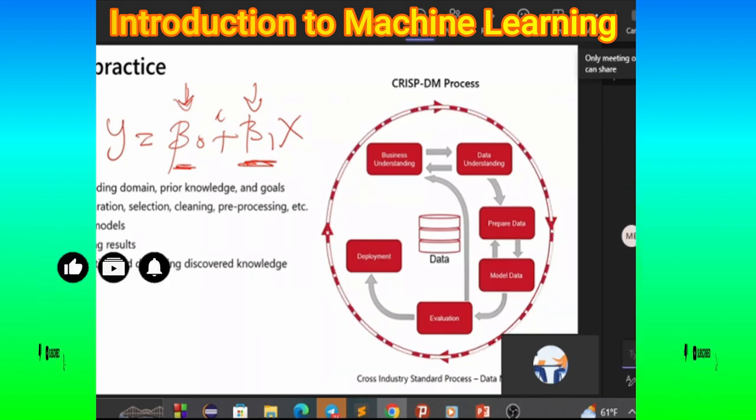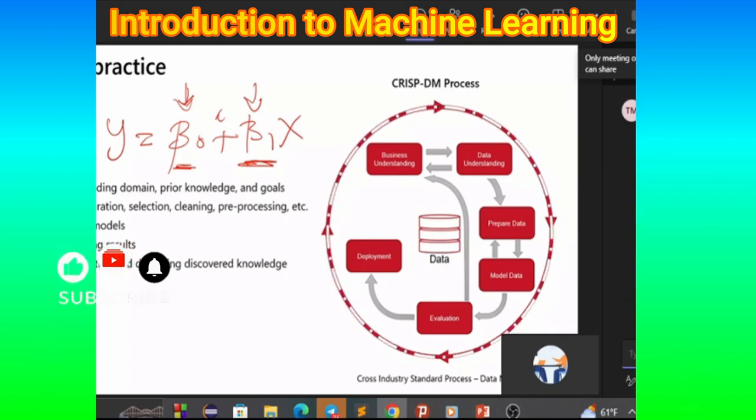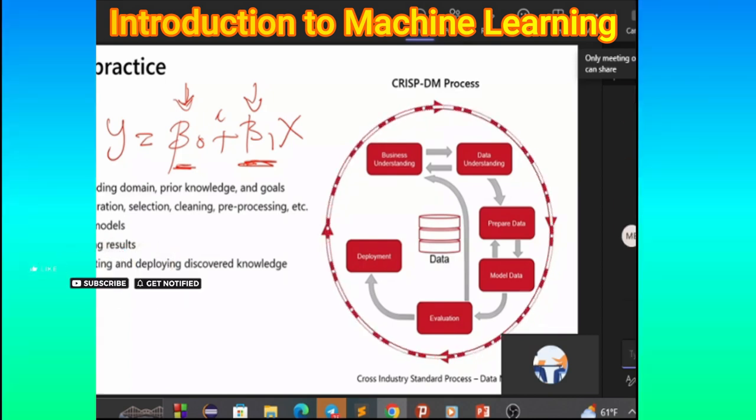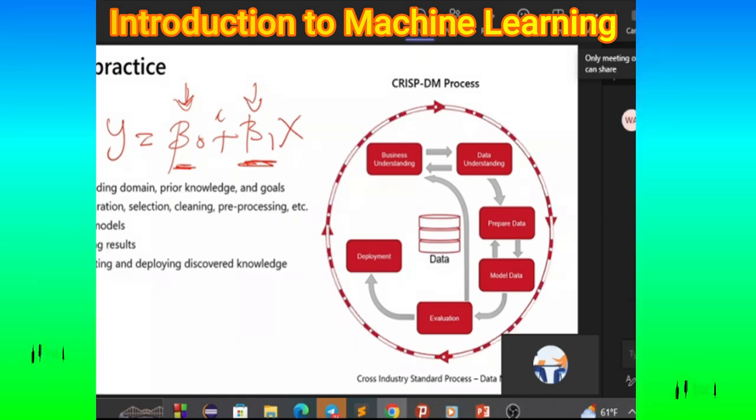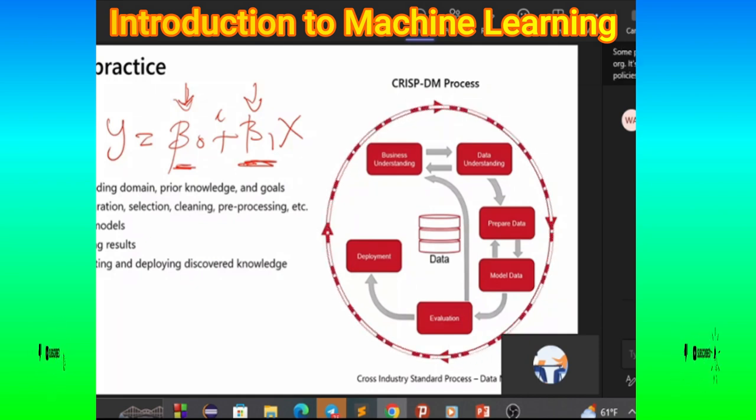And the second question here is, when will we use principal component analysis for feature selection? We will see in an example when we use principal component analysis.